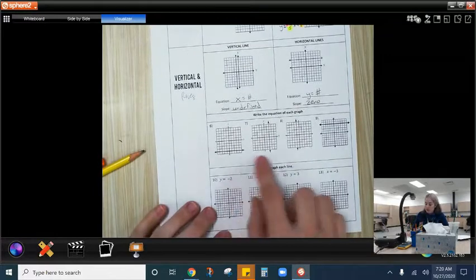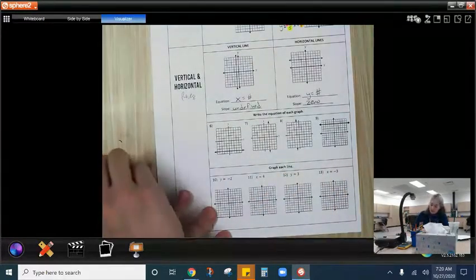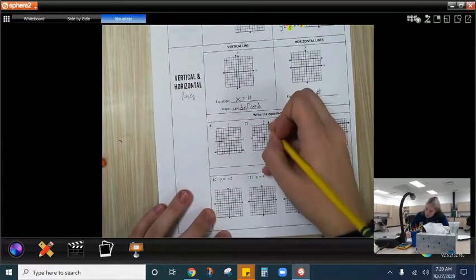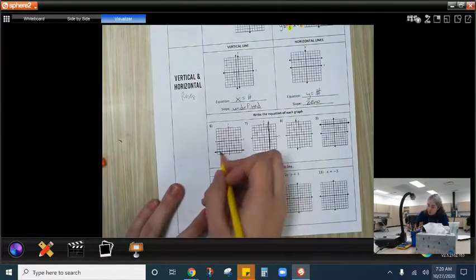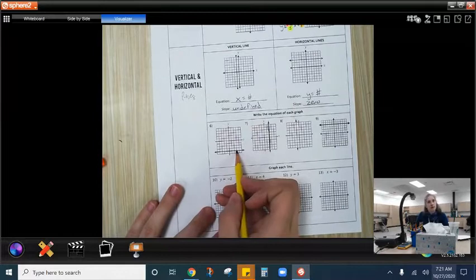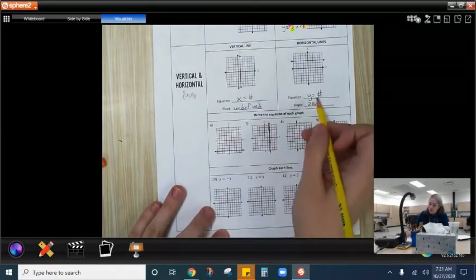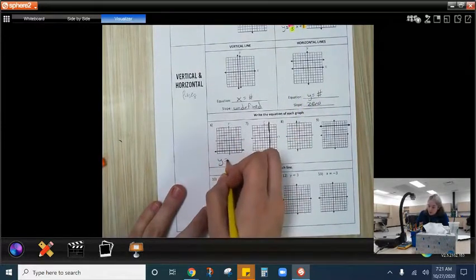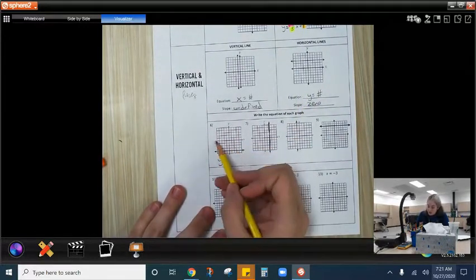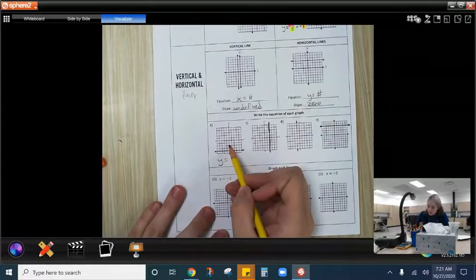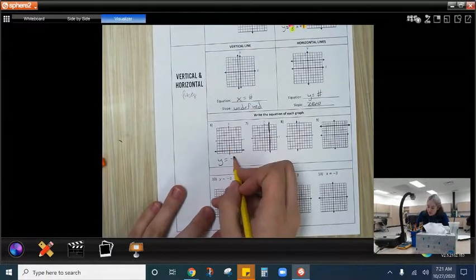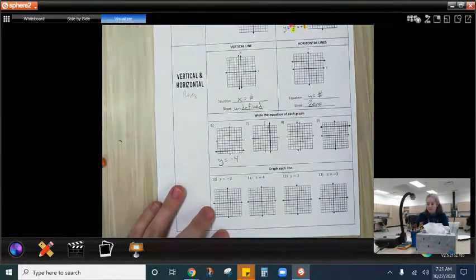So down here, let's actually write out a couple of these. Some of them are a little harder to see, so I'll try and make them bolder. So with this one right here, what kind of a line is it? Horizontal or vertical? It looks like this one, so it's a horizontal, which means it's going to be a y equals some number. Well, where does it touch the y-axis? It touches at 0, -1, -2, -3, -4. All right, that's the equation of that line.